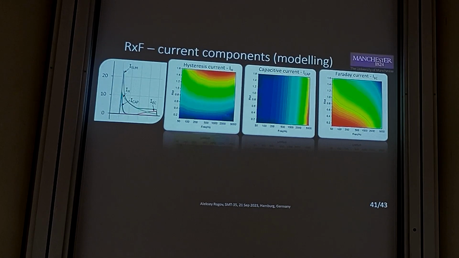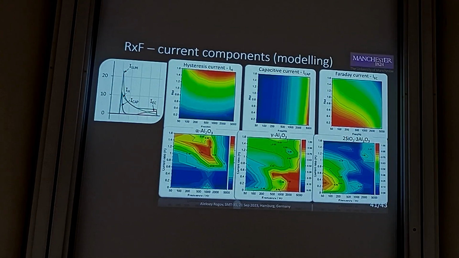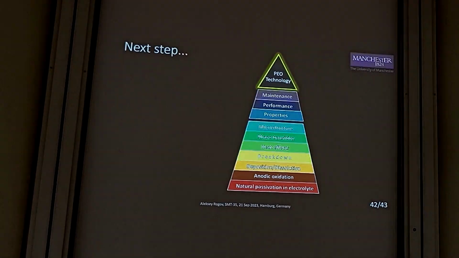And if we compare this with the phase composition shown above, we will see that the hysteresis current correlates with the presence of alpha phase. It's not exactly the same shape, of course, but the trend is very clear. The capacitive current correlates with the presence of gamma phase, and the Faraday current correlates with the presence of light. So, summarizing this, we have a very powerful model with a high power of predictability, and this may be really important for understanding the phase distribution in coatings on complex-shaped parts.